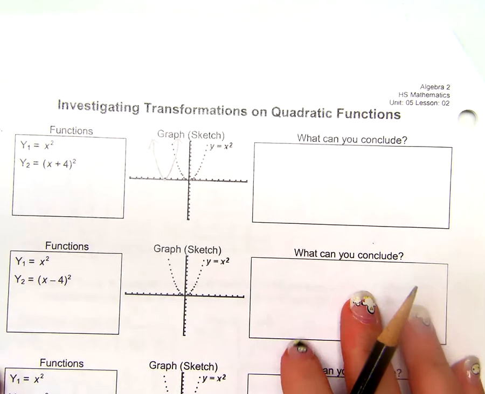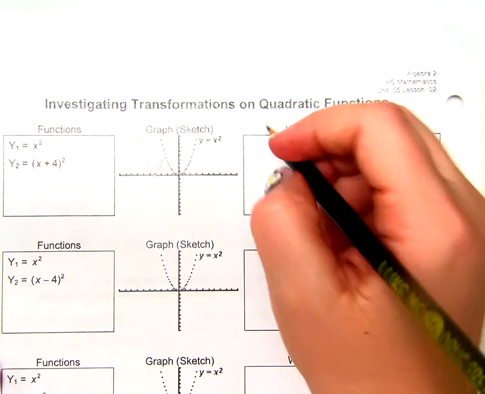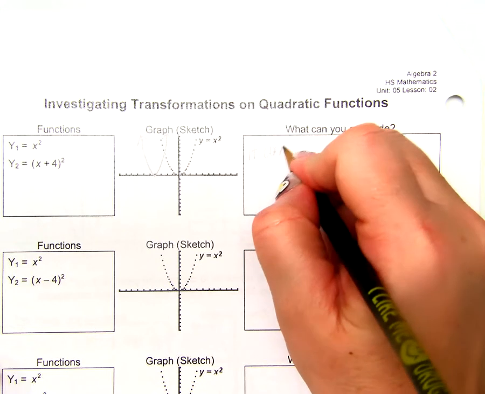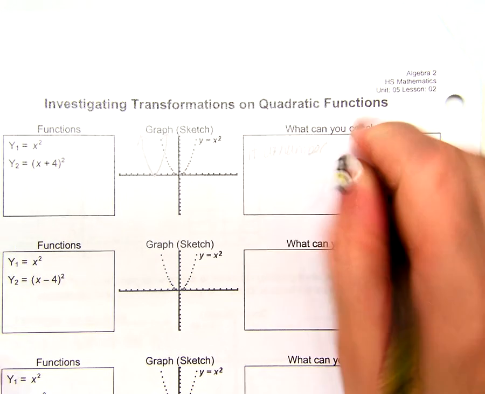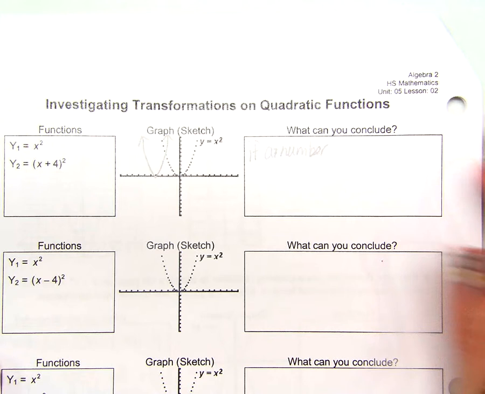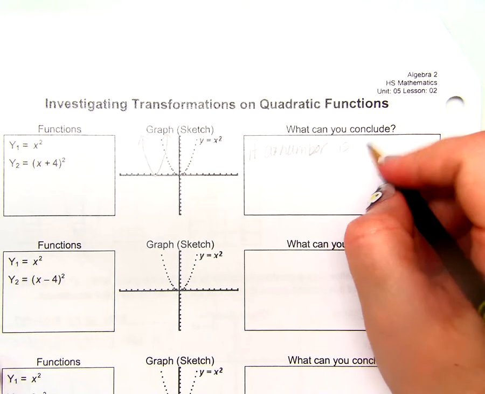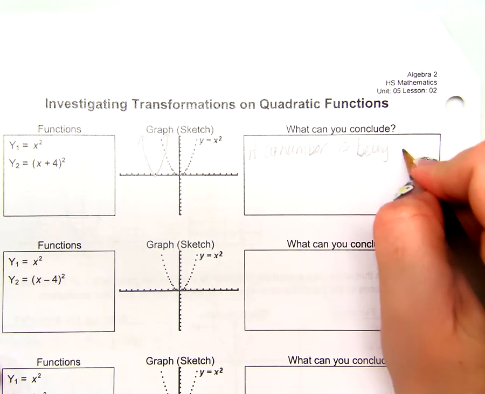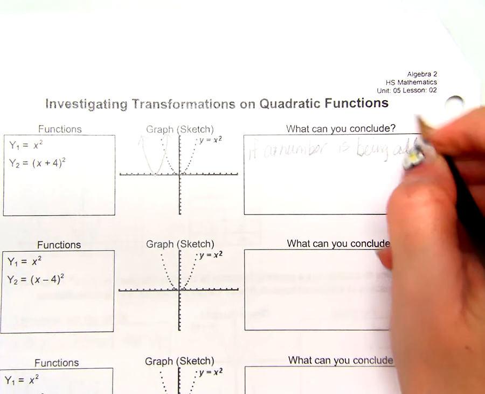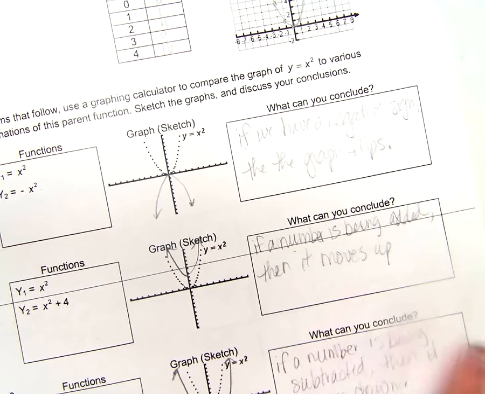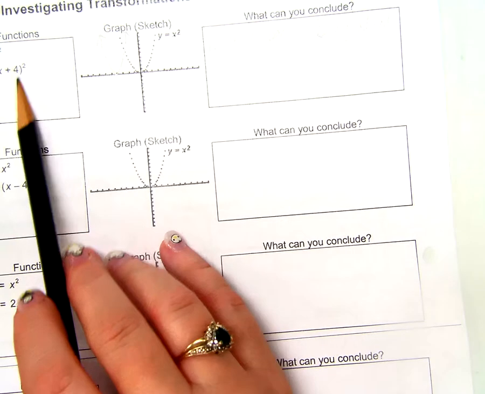So what can you conclude? If a number is being added, guys, we already said that. If a number is being added, it should move up. This number is being added, why didn't it move up?